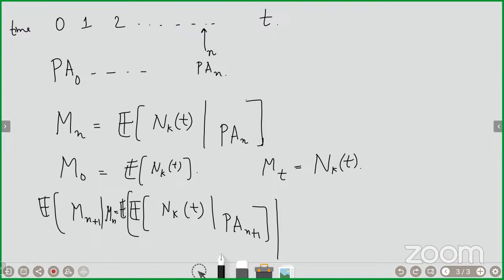Given M_n. Okay, will that work? M_n is a complicated object. So what is the right conditioning here?